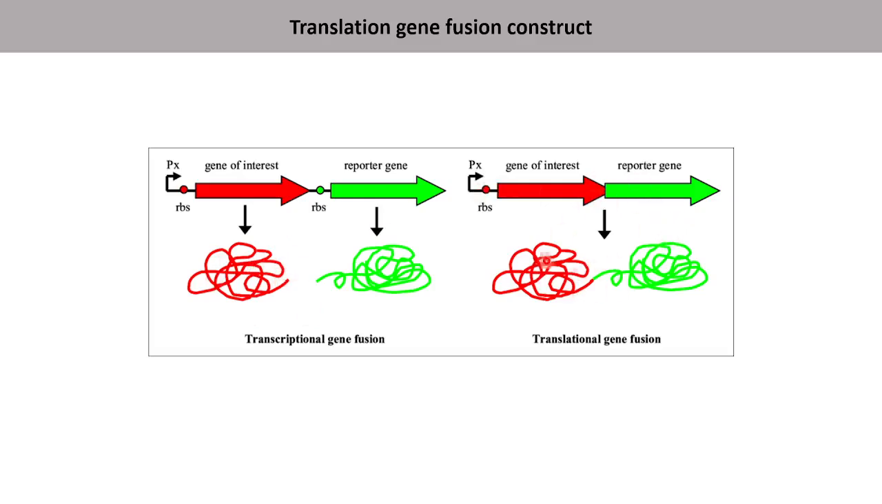But in the second case, since there is no stop codon, the translation will simply end at the end of the reporter gene where the stop codon is present. And therefore, the protein that is produced here will be a fusion protein of gene of interest as well as of reporter gene. This will be a single protein and it will have the function of both reporter gene as well as the gene of interest. So this machinery is called a translational gene fusion construct.